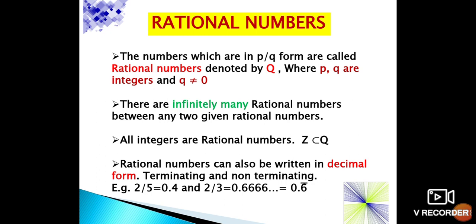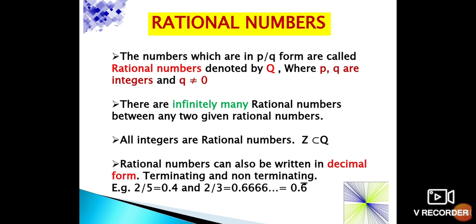All integers are rational numbers, which means Z is a subset of Q. In the same way, all natural numbers and all whole numbers are also subsets of rational numbers. Rational numbers can also be written in decimal form, either terminating or non-terminating. Let us see one example.